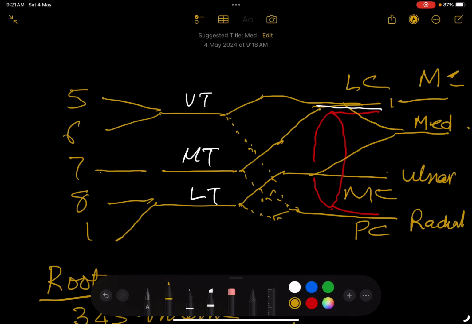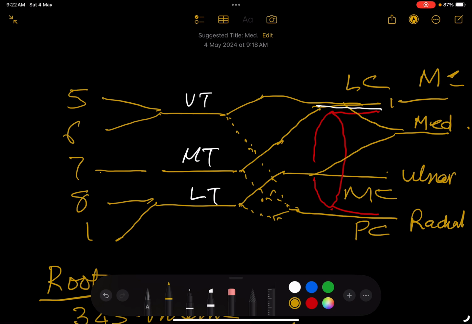The brachial plexus is formed by the roots of C5 and C6 forming the upper trunk, C7 forming the middle trunk, and C8 and T1 forming the lower trunk. They divide into anterior and posterior divisions. The anterior divisions of the middle and the upper trunk form the lateral cord. The posterior divisions of all trunks form the posterior cord, and the anterior division of the lower trunk forms the medial cord. They are called the lateral, posterior and medial cord because that's their relation to the brachial artery.